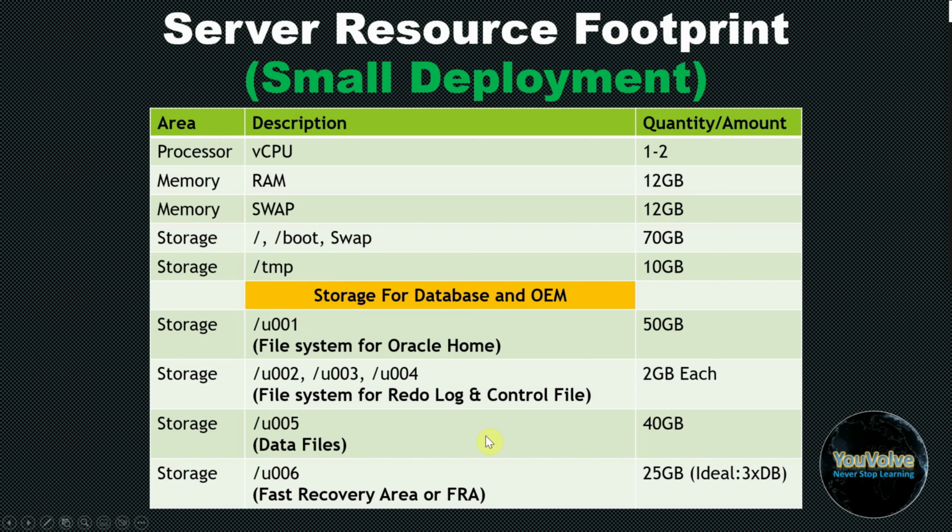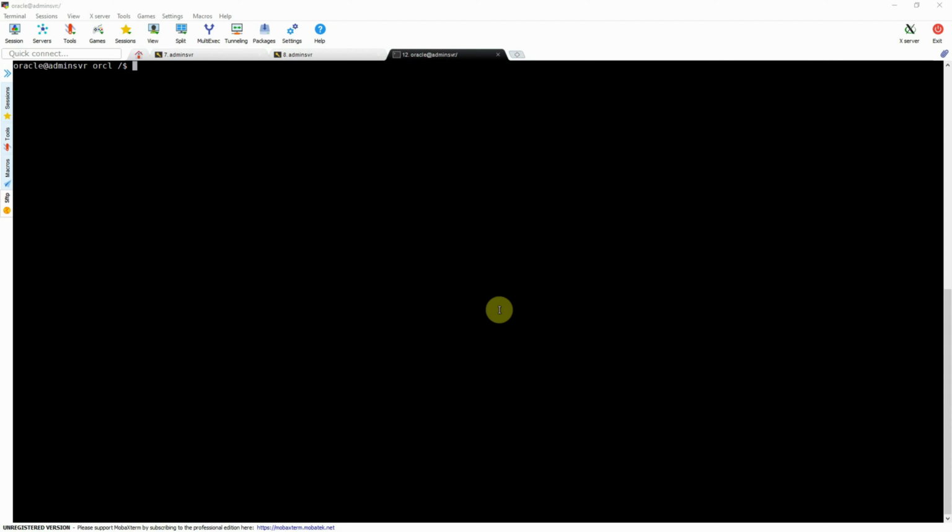Now let's put everything into action to create our Oracle 19c database, which we are going to use as our OEM repository database. So I logged into the server named admin SBR, which I call the admin server, as the Oracle user.